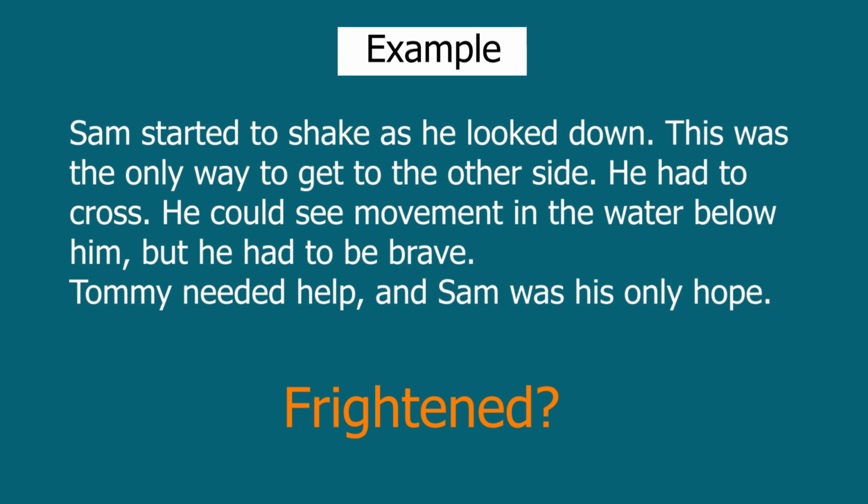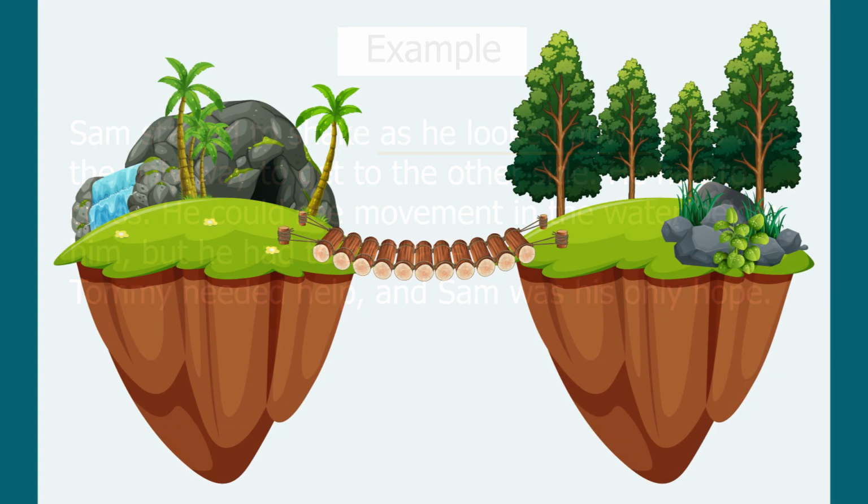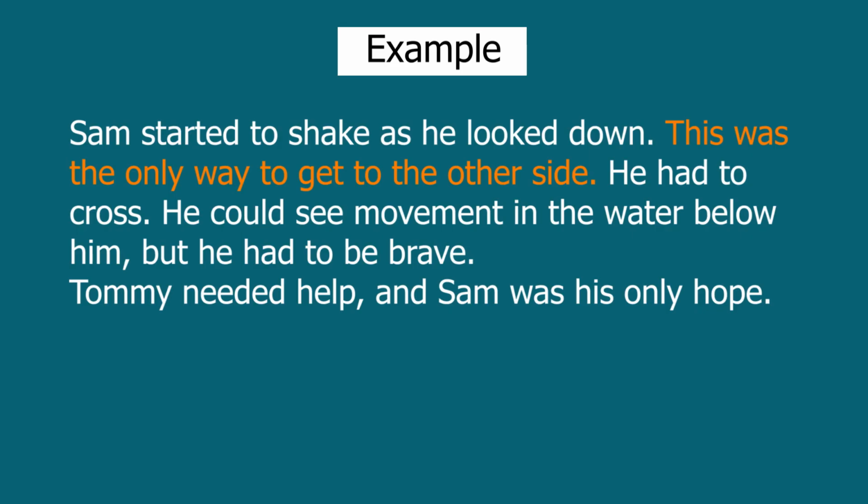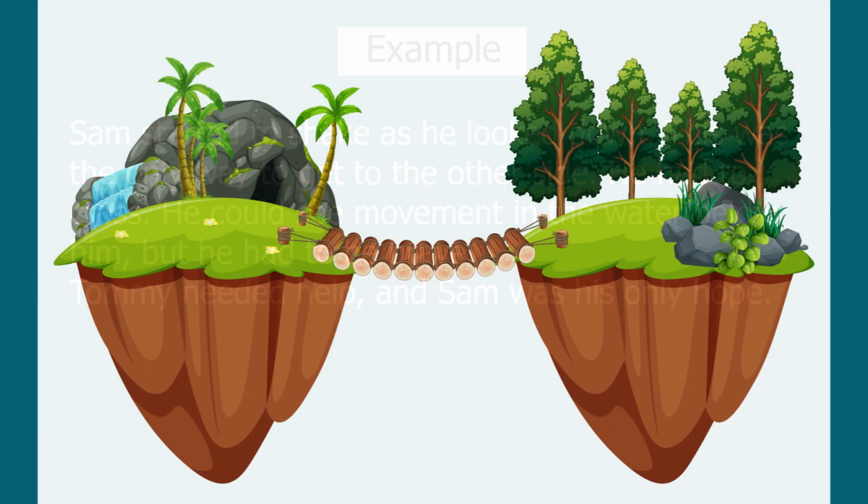It also said, as he looked down. It meant that Sam was probably crossing something, maybe a bridge, if he had to look down. It went on to say that this was the only way to get on the other side. So to get on the other side is another clue. Now we know to get to the other side, we might have to cross over something. And what are some things we might have to cross? A bridge, perhaps?